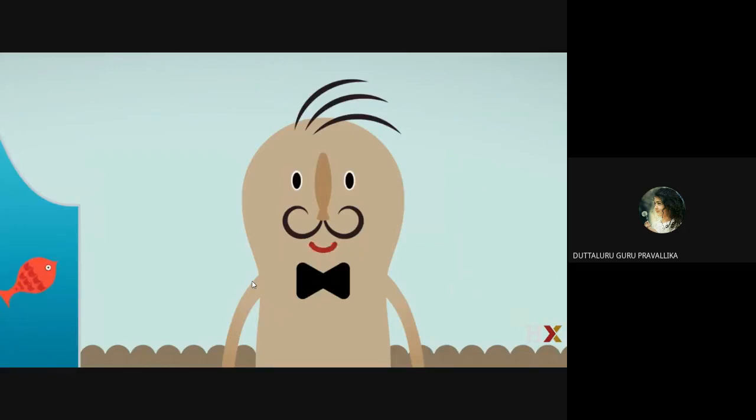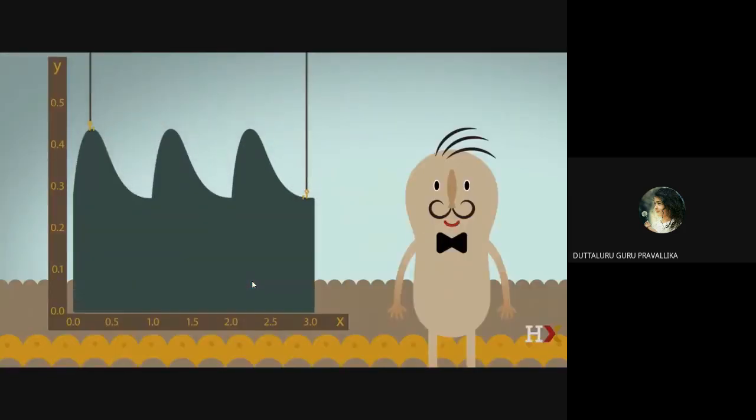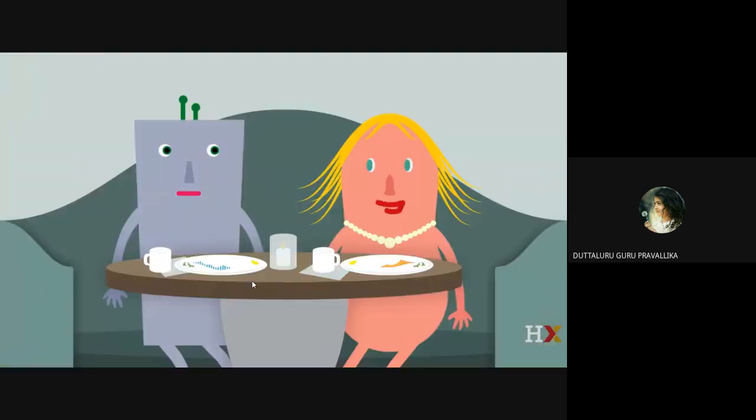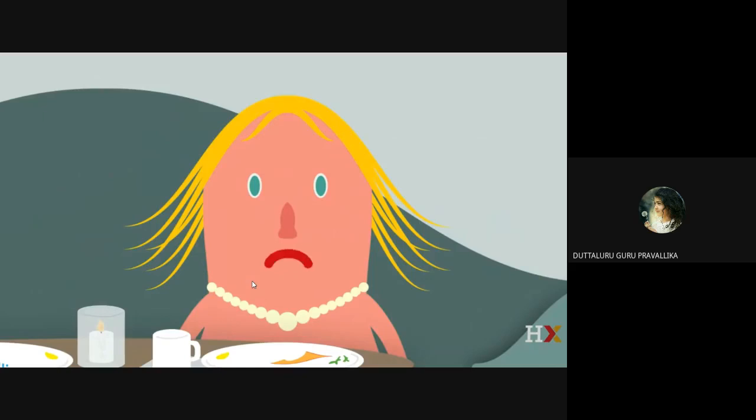Well, that's great. Now time for a new question. What's the probability that Randy is between x equals 1 and x equals 2? Same idea. We just need the area under the curve from x equals 1 to x equals 2. Seems messy to compute, though.